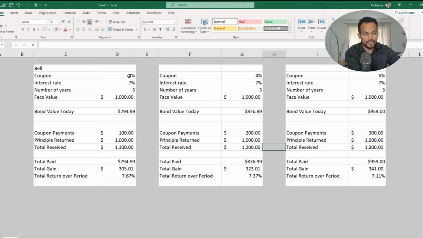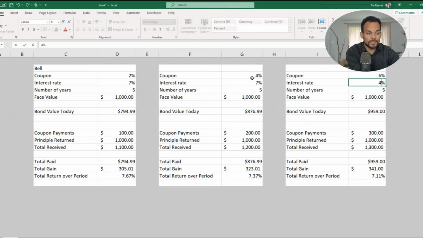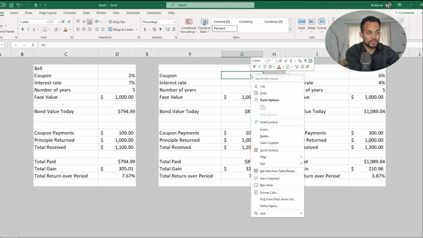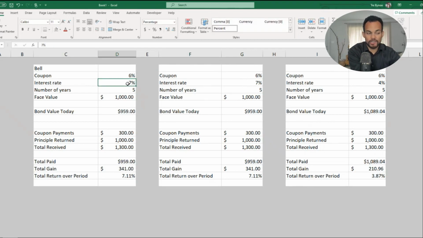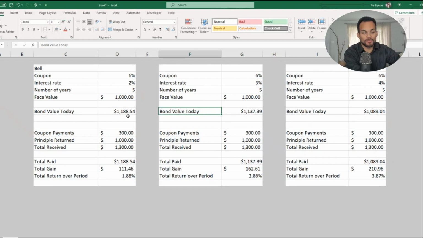As you go, you can see like if you had bought the bond at 2%, at 4%, at 6%, and current interest rates are at 7%, you can see what they're all worth. And the same thing applies on the way down. So oftentimes the coupon rate will be very close to what the current interest rates are expecting, right? Similar to GICs. And the same thing applies.